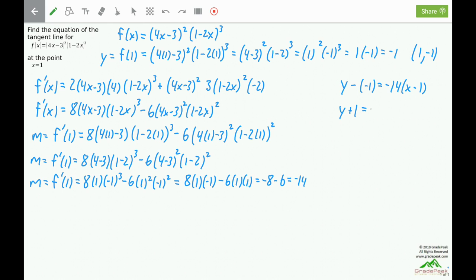We distribute the -14 in, and then a minus is a +1. So make that happen in the same step. If I distribute the -14, I have a -14x and then +14. And now let's subtract a 1 from both sides. And I have a -14x plus 13 to be the equation of the tangent line for that function at that point.